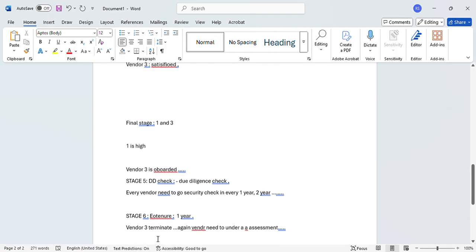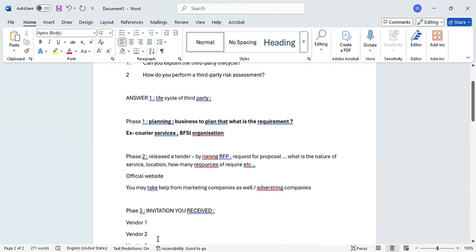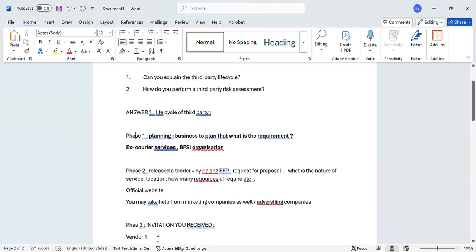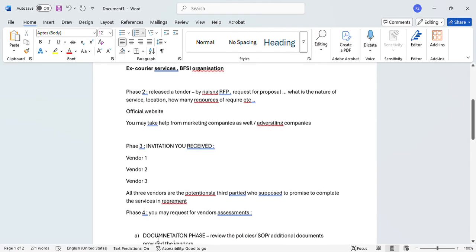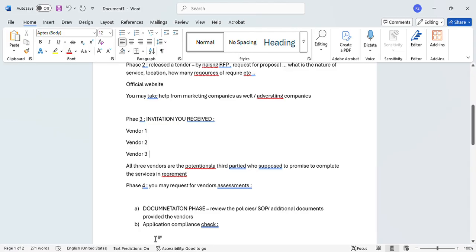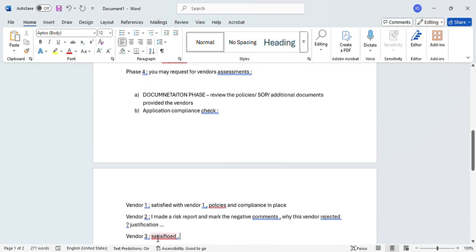So if I can summarize the phases, phase 1 is the planning phase. I am just repeating once again. Phase 2 is the tender, releasing of tender phase. Phase 3 is the invitations. Phase 4 is the assessment. You can check here, vendor assessments. You can say assessment could be done in 2 phases, the documentation phase and the applications phase.